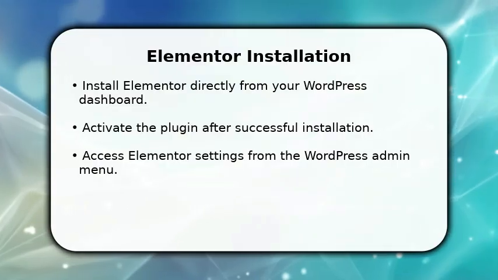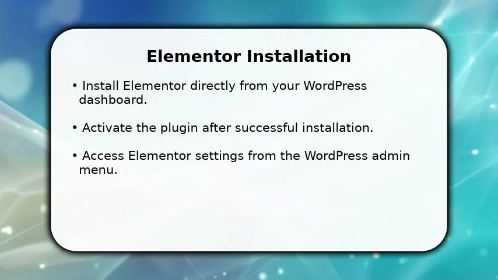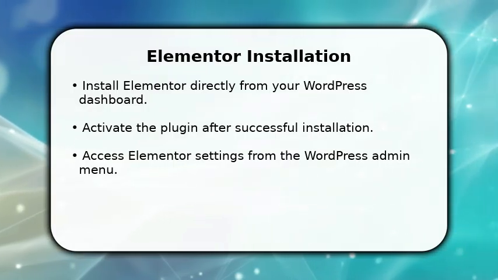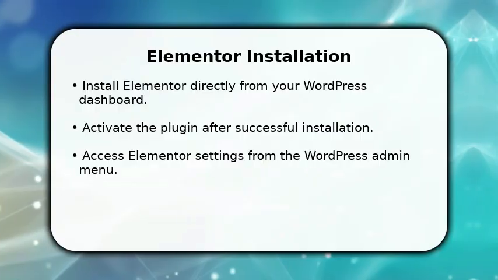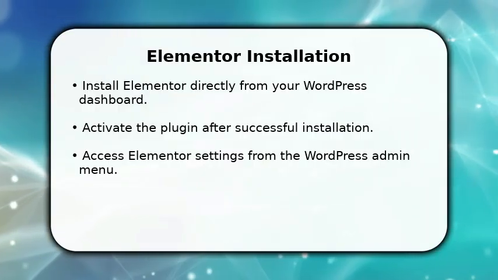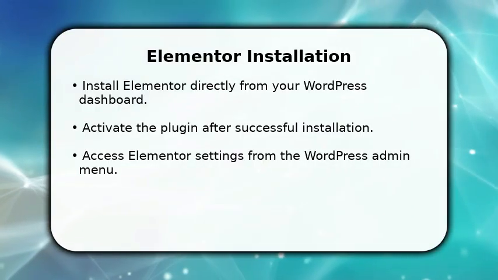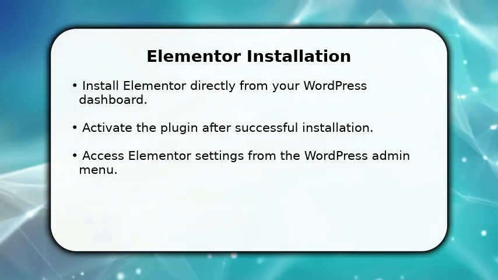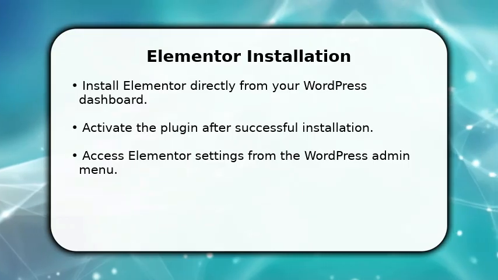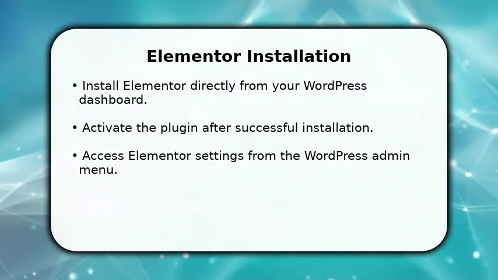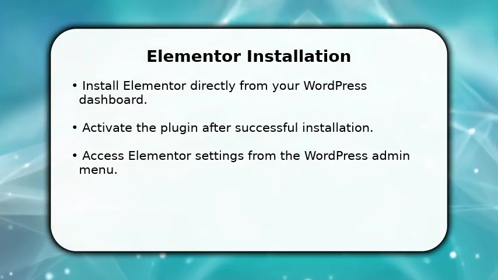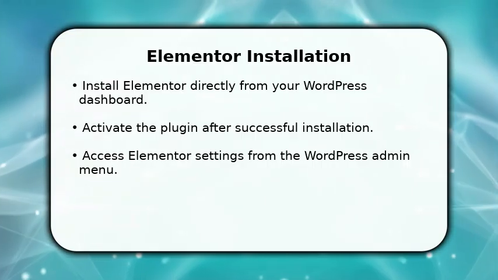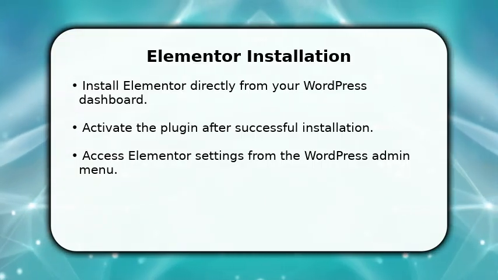In this video, I will explain how to set up Elementor in WordPress. First, navigate to your WordPress dashboard. Go to Plugins, then Add New and search for Elementor. Click Install now and then activate the plugin. This process typically takes less than 1 minute. Once activated, you will find Elementor settings available in your WordPress admin menu, ready for initial configuration.